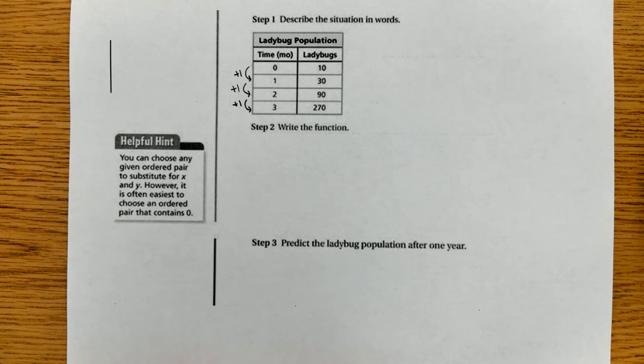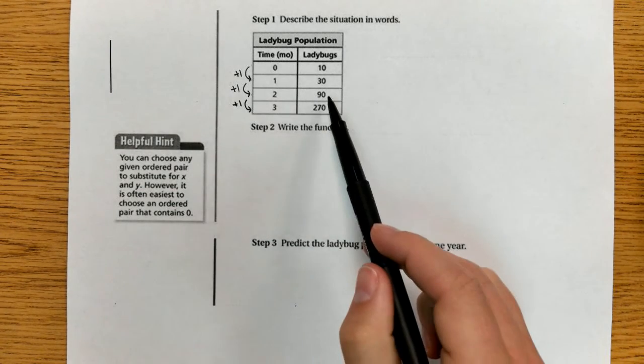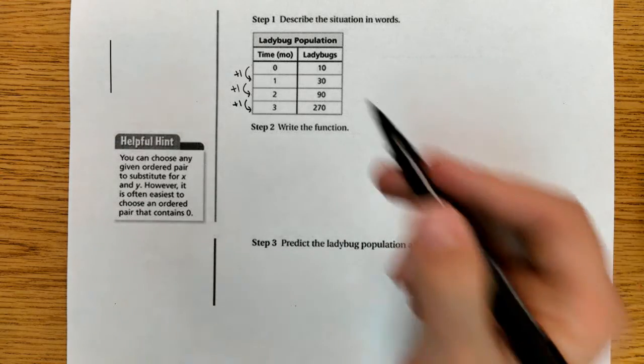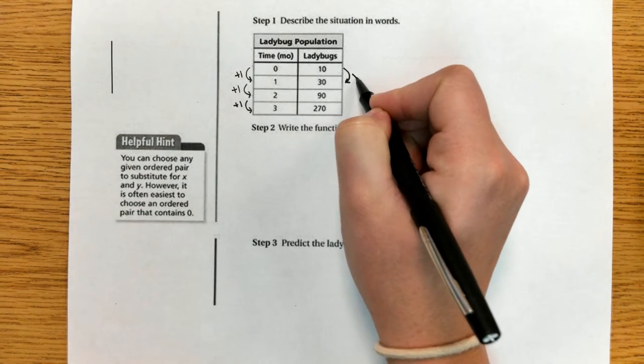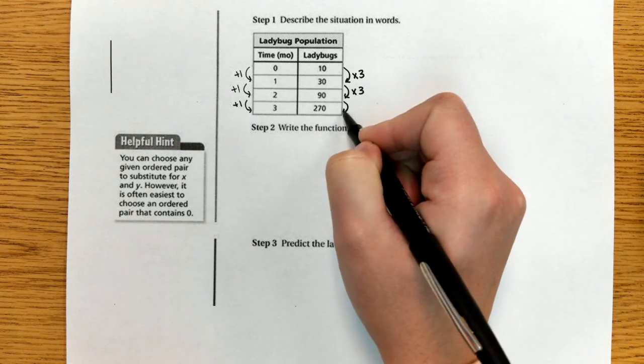Then I like to see if it's exponential. So to go from 10 to 30, I multiply by 3. 30 to 90, multiply by 3. 90 to 270, multiply by 3. So here we do have a constant ratio. Each time I'm multiplying by 3.